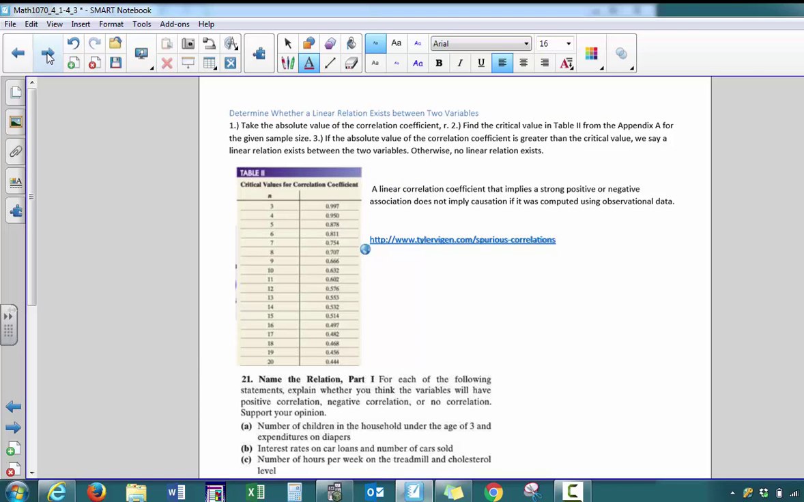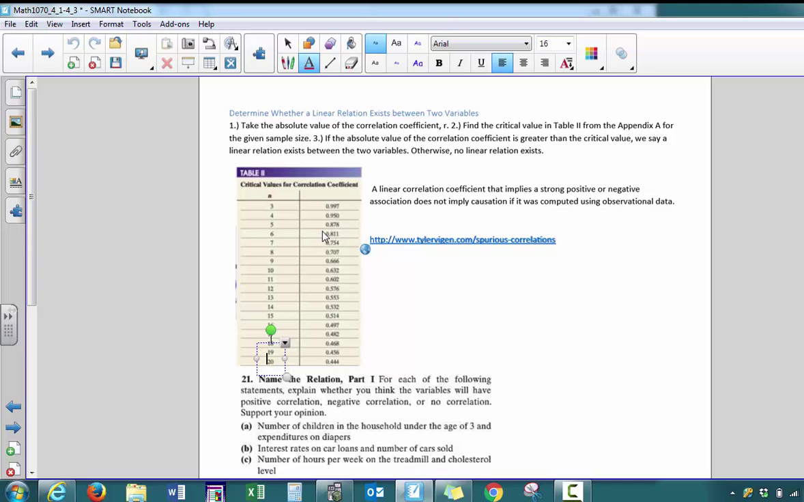In order to definitively say, yes, there's a linear relationship or no, there's not, then we have a critical values table. And this critical values table only goes up to a sample size of 20. But in your project, you have a link to a critical values table that goes up to higher than that. So the way you use this table is you find your linear correlation coefficient. You take the absolute value of that number. Then you go and look at the table and you match up the corresponding sample size.